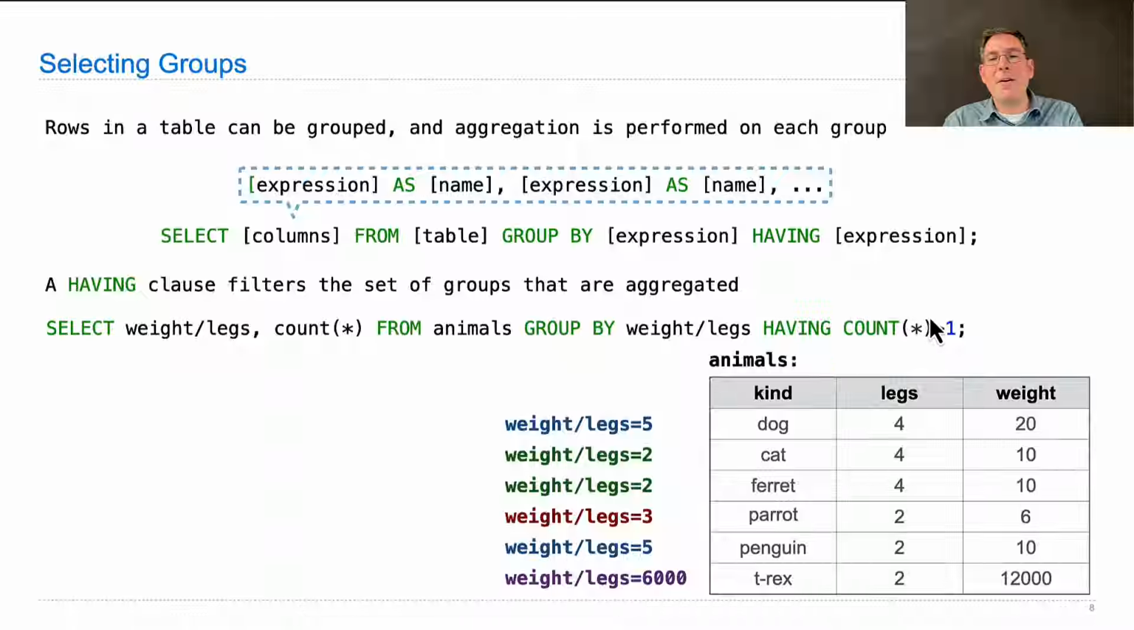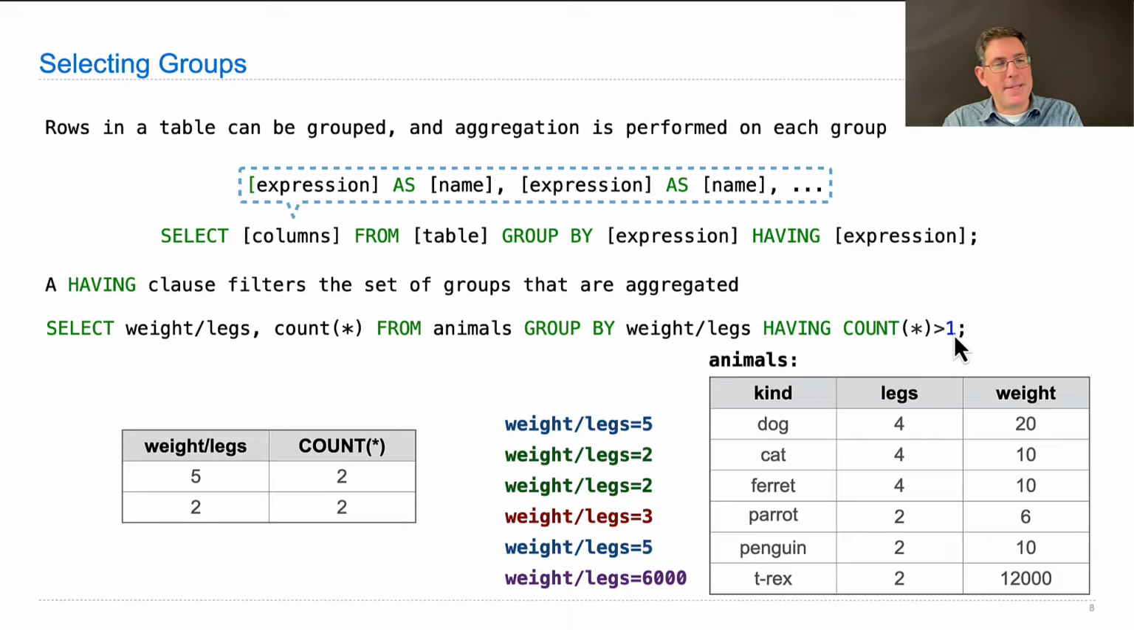Having count star greater than 1 performs an aggregation for each group to count how many rows are in that group, and then only keeps the group in the output if the number of rows is bigger than 1. So what happens here is that we end up with 2 rows in the output, even though we got 1, 2, 3, 4 different values for the group by expression, because we only kept this group and this group, and we threw away this group and this group because they didn't pass this condition.